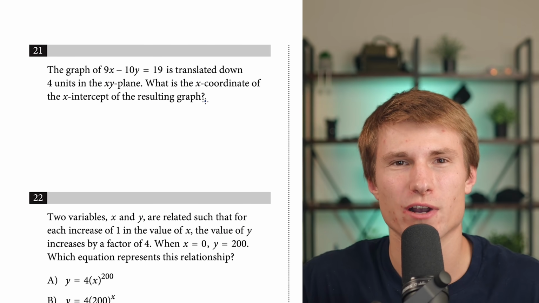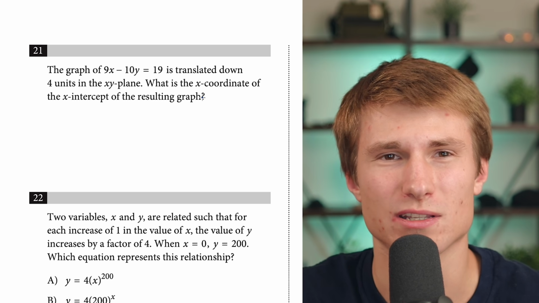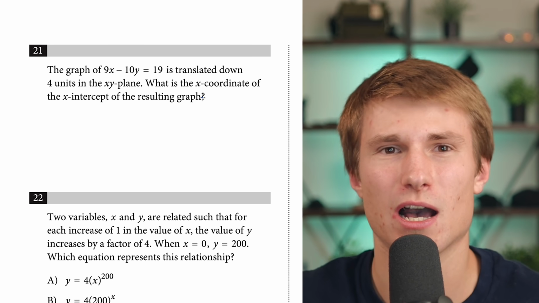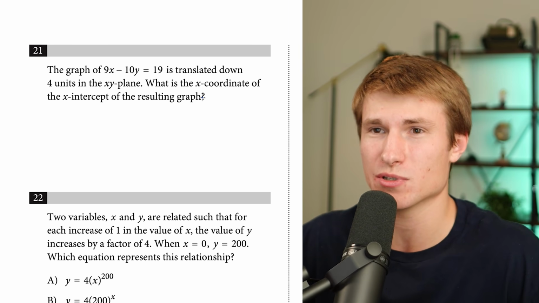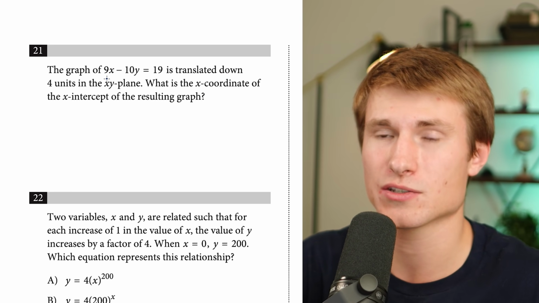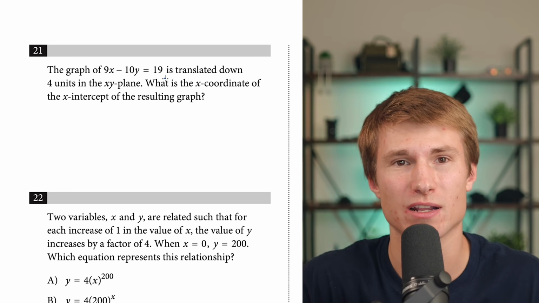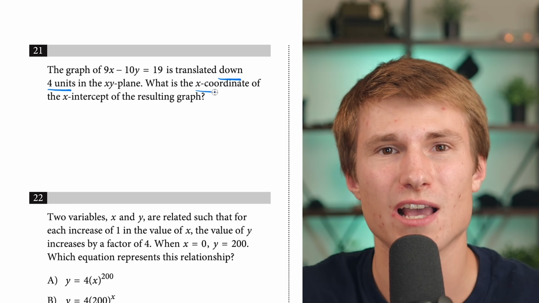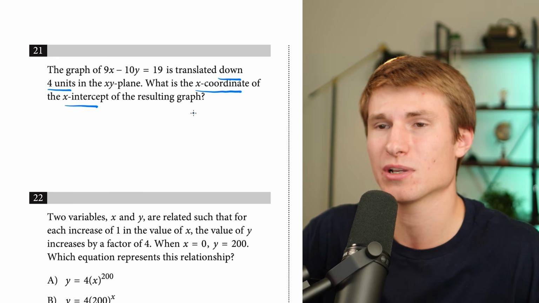Here are 3 different strategies that you can use to solve question 21, and stick around to the end because at the end, I'm going to discuss how to know which strategies you should be using on certain questions when there are different ways that you can get to the right answer. All right, so let's go ahead and read through the question. The graph of 9x minus 10y equals 19 is translated down 4 units in the xy plane. What is the x-coordinate of the x-intercept of the resulting graph?